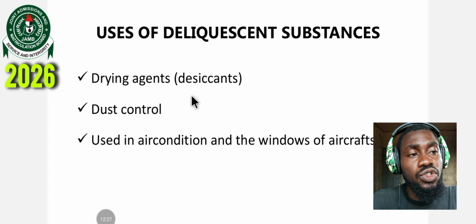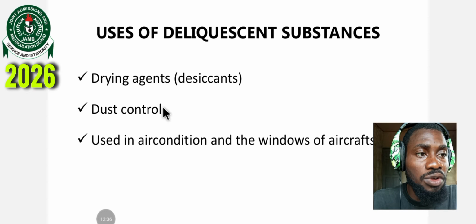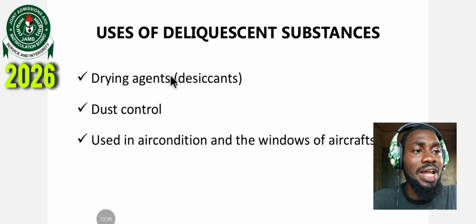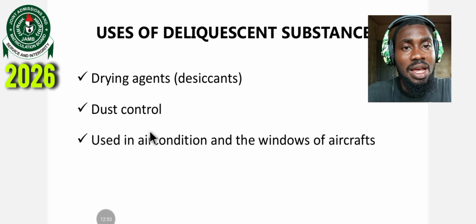Such an item might be easily destroyed by moisture. So they place these desiccants, these deliquescent substances, in it to absorb atmospheric moisture to increase the shelf life or the lifespan of these grocery products. Another use of deliquescent substances is dust control. They absorb dust, okay? They control dust.